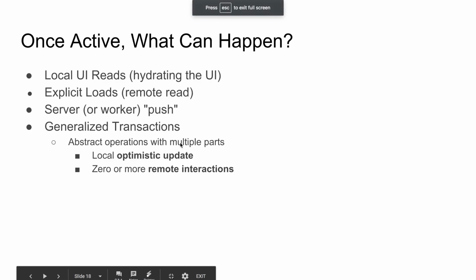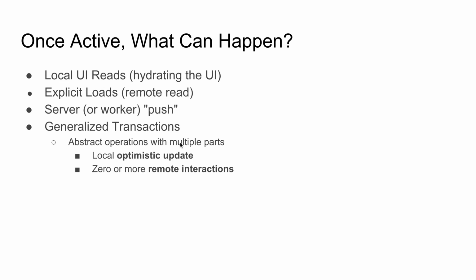So once active, well, what can happen now? Well, we could do local UI reads, which would hydrate the UI. We can do explicit loads, right? Contact a server and say, hey, I want to read something. We can have the server, maybe through WebSockets, push data to us, or we could have a web worker that's calculating things and periodically updating the UI, etc. And we can have generalized transactions where we'd like to do some sort of abstract operation with potentially multiple parts, local optimistic updates to the state database, and perhaps 0 or more remote transactions or remote interactions.